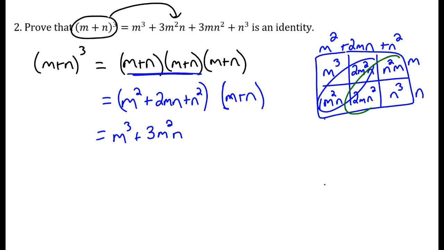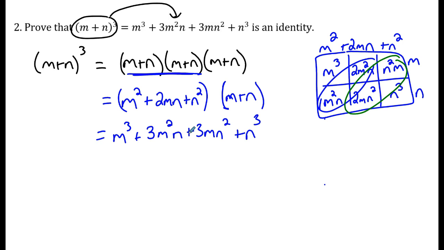If these guys are actually like terms here, if I use the commutative property, mn squared, so I have 3 of those as well, 3mn squared plus n cubed. So we prove that this is an identity. If I want to cube a binomial, if I want to cube something plus something else, this is what my answer is going to be.